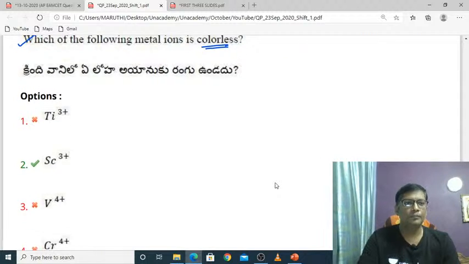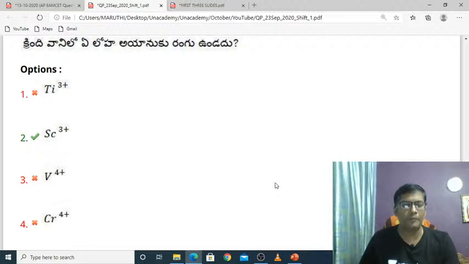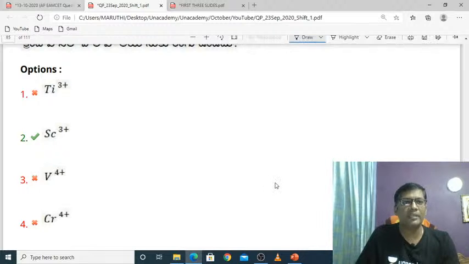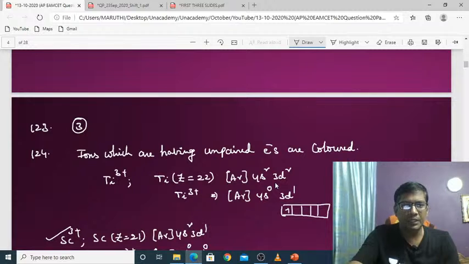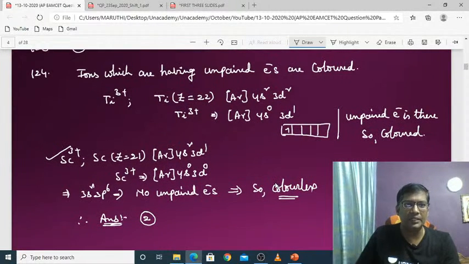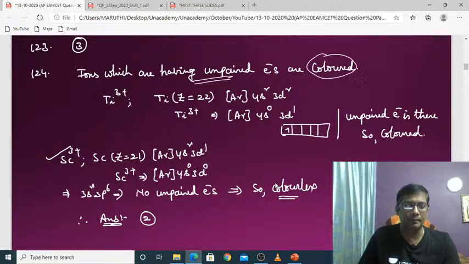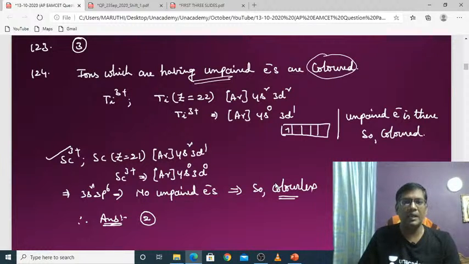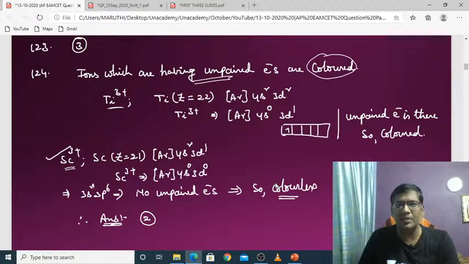Please listen. They are giving titanium 3 plus, scandium 3 plus, vanadium 4 plus and chromium 4 plus. Out of these 4, which has no color? Okay, let us discuss. See here, 124 it is. Ions which have unpaired electrons are the only ones having color. They are asking about no color. That means if you take titanium 3 plus, scandium 3 plus like that, titanium is Z equals 22.